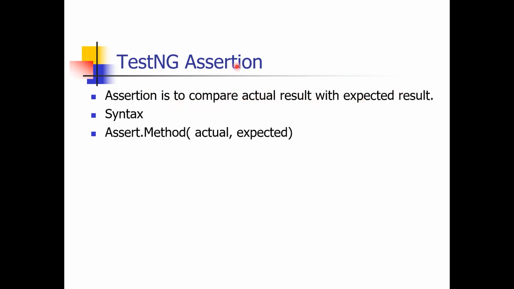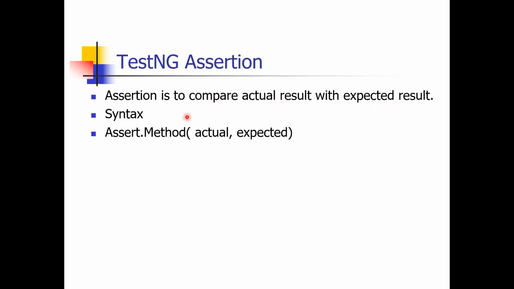Why do we do testing? What do you mean by testing? Testing is for finding the difference between the actual output and the expected output, that is, the defect. So same here in TestNG, the assertion concept is for comparing the actual result with the expected result.